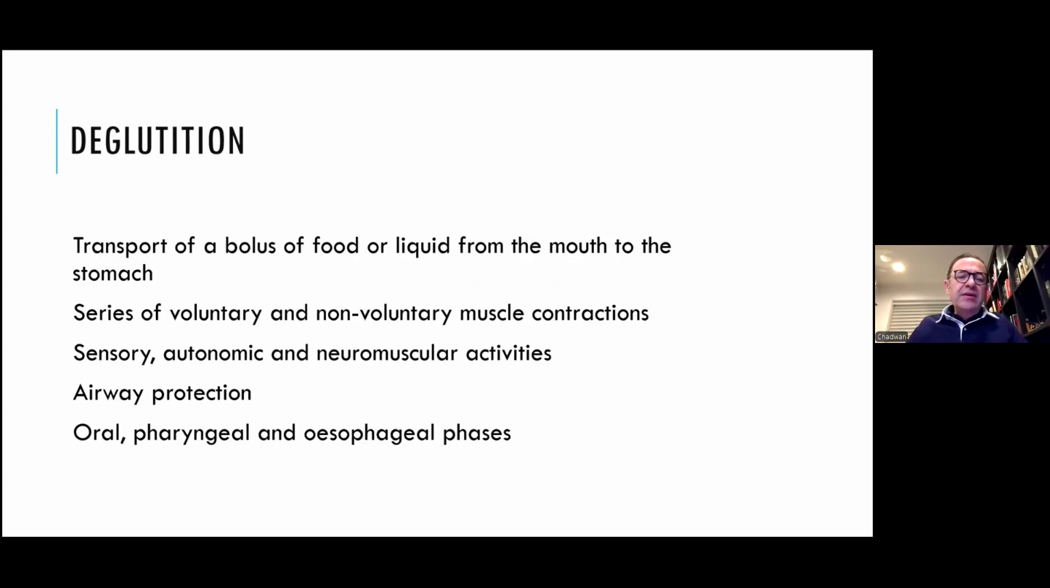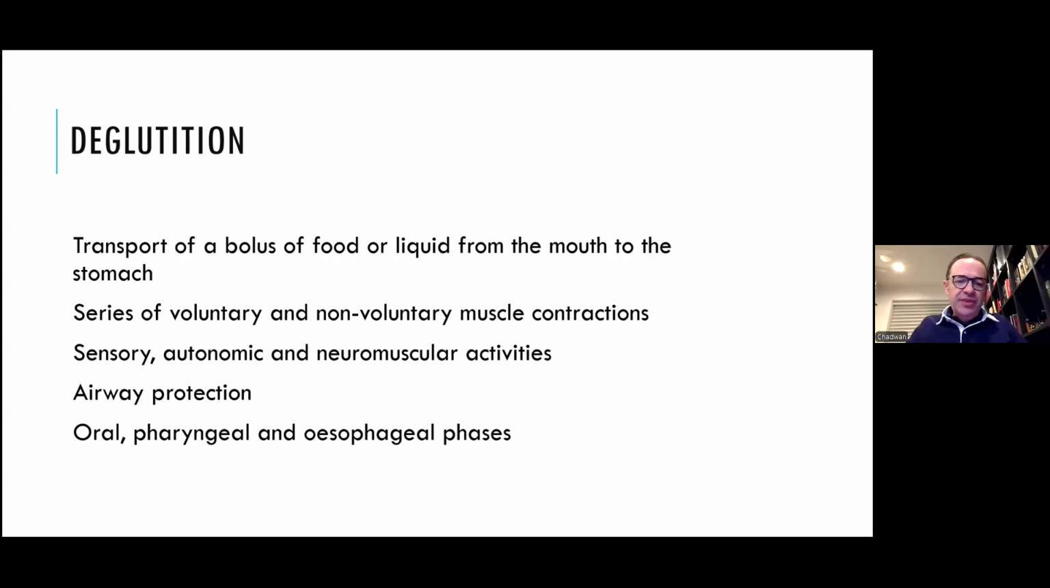The swallowing process is the transport of a bolus of food or liquid from the mouth to the stomach. It's a series of actions involving muscle contractions. Some of them are voluntary: we take a piece of food, put it in our mouth, lips, mastication, all voluntary. Then there are non-voluntary muscle contractions. Once the bolus reaches the back of the tongue base, it is an automated process, which involves sensory, autonomic, and neuromuscular activity.